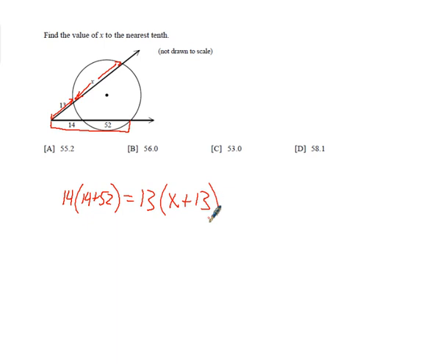Now, over here I'm going to do the distributive property because I can't really add x and 13, so I got 13x plus 169, that's 13 times 13. And then over here I could do the distributive property, but I'd rather just add this 14 and 52 because they are like terms. I get 66, and I'm going to multiply that times 14.